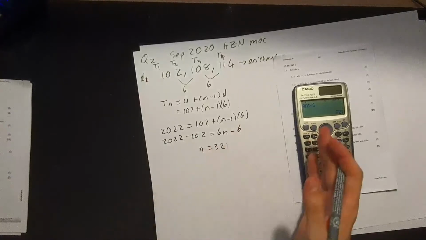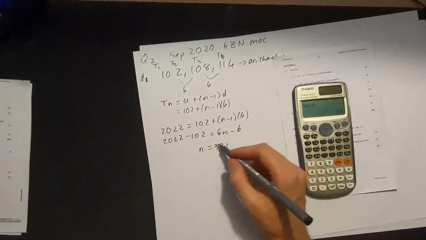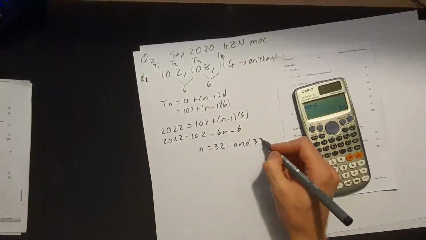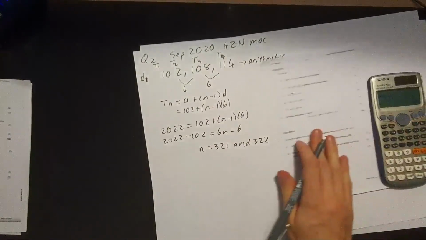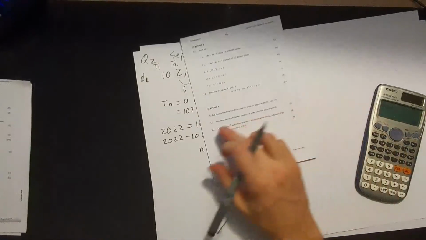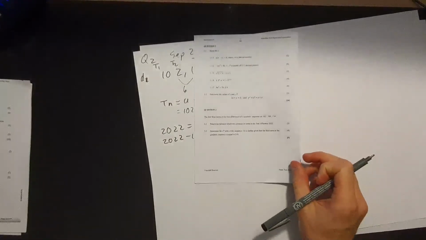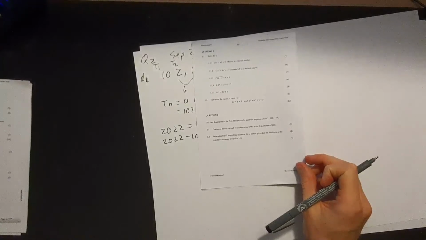and then between which two consecutive terms? So now we need the consecutive terms, so therefore between 321 and 322. Okay, so it's quite a nice question, that one over there, because you have to realize that your first common difference for a quadratic is just arithmetic.